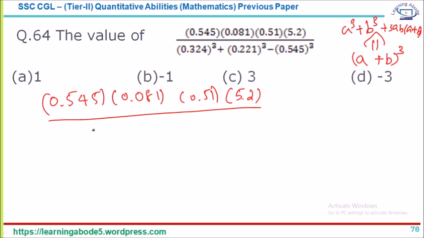Finally, you will be left with 3 into 0.324 into 0.221. Okay, that is 3AB plus A plus B, which is 0.545. Okay, so now this and this will get cancelled.